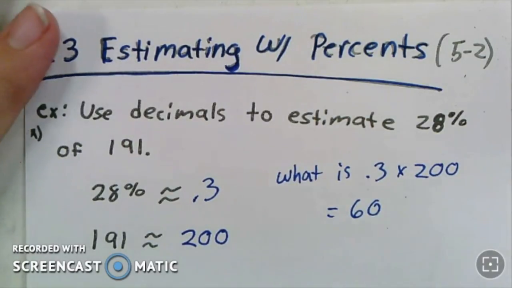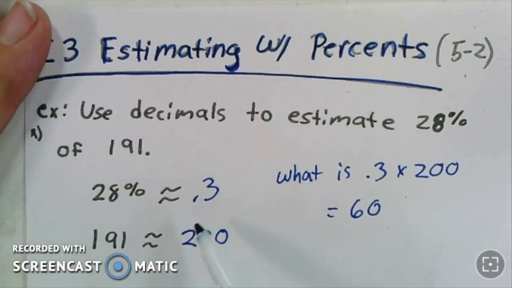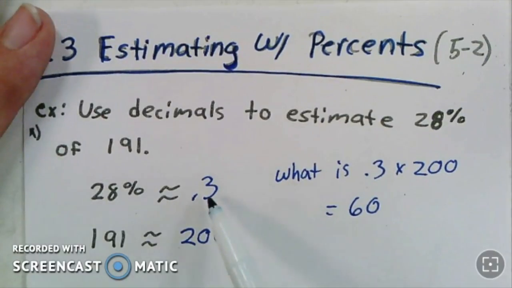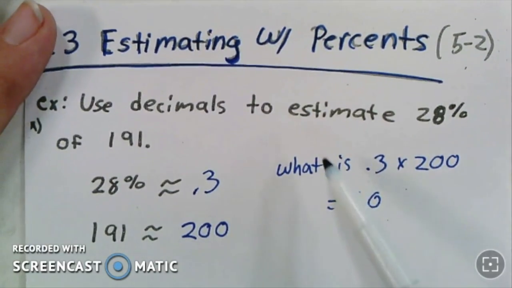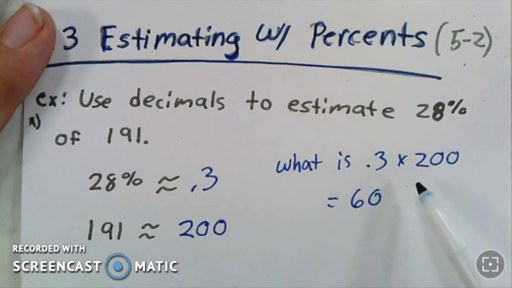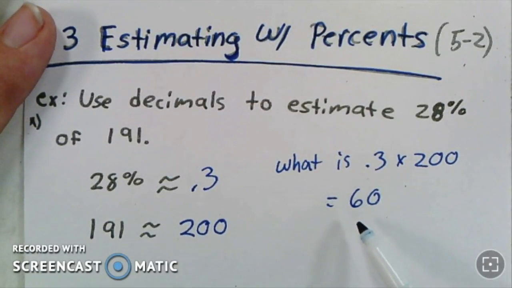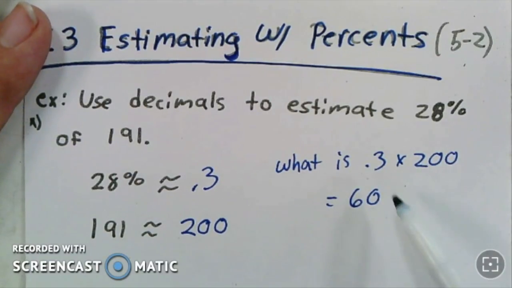So my first step is to change 28% to a decimal that is easy to work with. I'm going to take the 28, which would be 0.28, and round it to just 0.3. Then I'm going to use that number to find a compatible number close to 191 that is easy to multiply by. So I went up to 200. And then my last step is to figure out what 0.3 times 200 is, and that is 60. So my estimation is about 60.